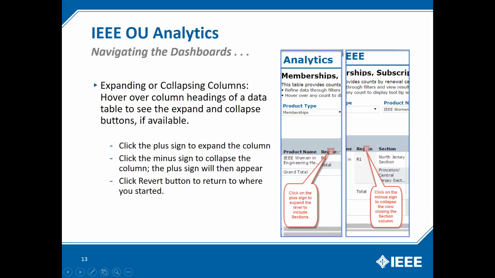Also, to navigate the dashboards, we have collapsing and expanding columns. This is in membership, subscriptions, and more. If you see a column such as region, and you want to open up the section column, you click on the little plus sign. That will open the column, and now you have the section. If you want to close it, you click on it again, and it closes.